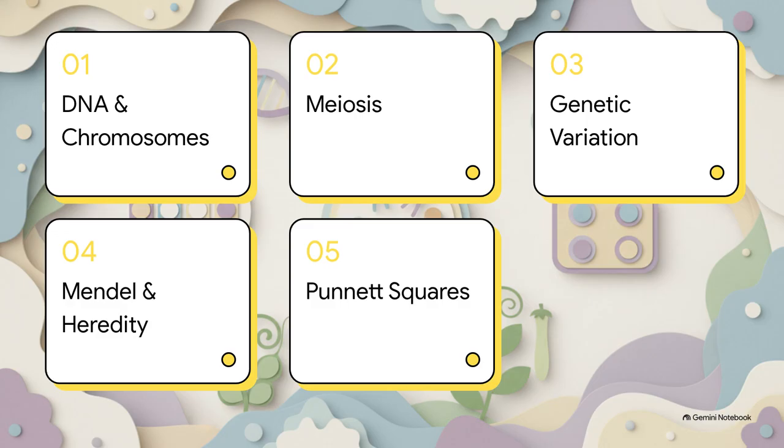First, DNA and your chromosomes. 2. Meiosis, the Great Divide. 3. Creating genetic variation. 4. Mendel and basic heredity. And finally, 5. Predicting traits with Punnett squares.